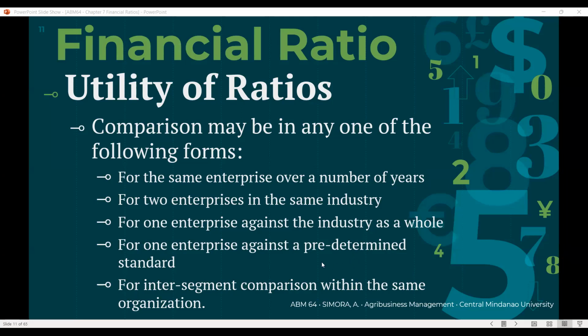Next is for one enterprise against a predetermined standard. You can also compare it with a predetermined standard. Let's say for example, katupong industry sa broiler is nasa standard. Moingon sila nga ang standard daw sa broiler business is dapat mo dagan na kag 50%. Okay, at least 50%, yun daw ang imong ROI at the first cycle. So at least you'll know nga imo ding i-check or compare with the standard.